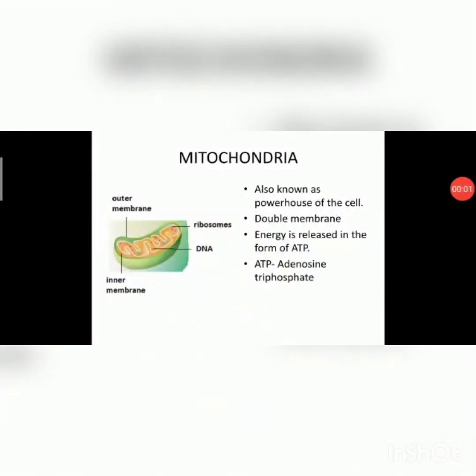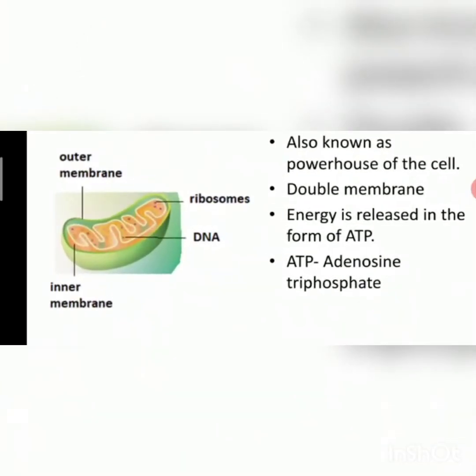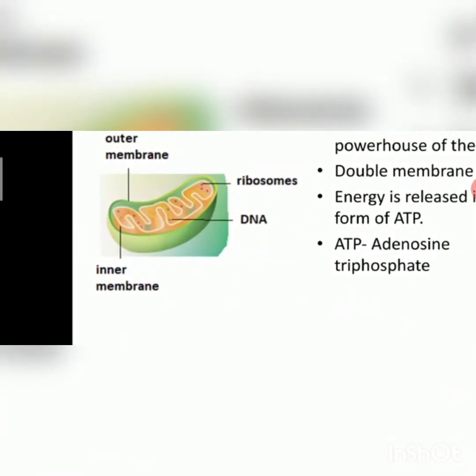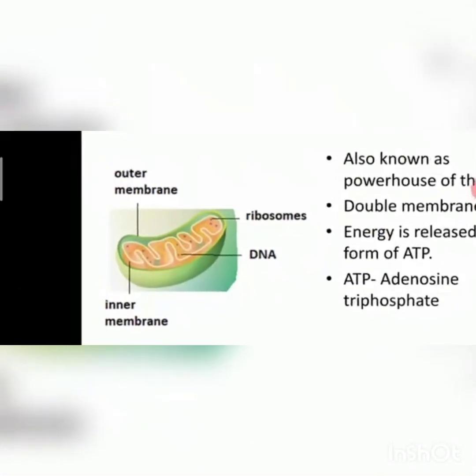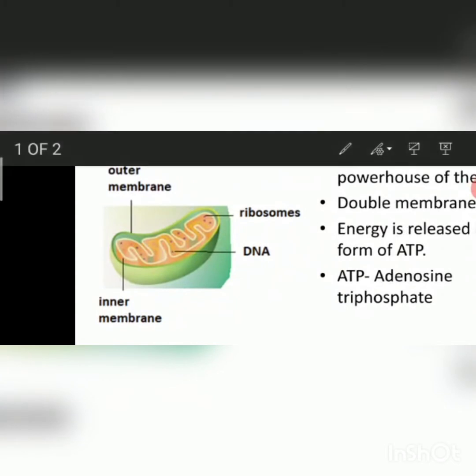The next cell organelle that we are going to study is the mitochondria. The mitochondria is also known as the powerhouse of the cell. And as you can see here, the mitochondria has two membranous coverings, the outer membrane and an inner membrane.